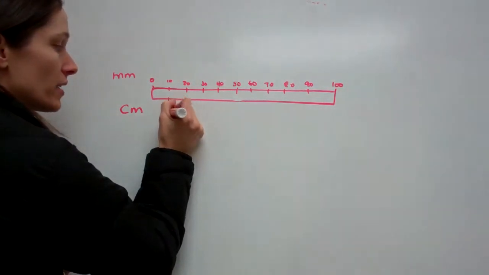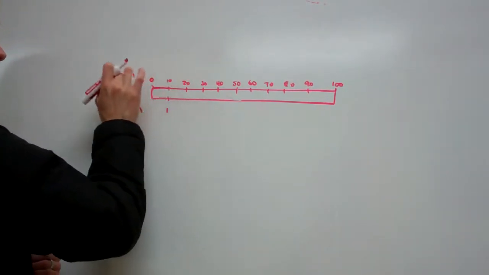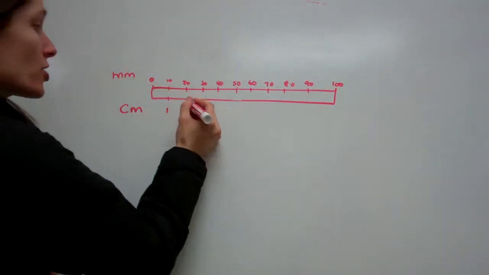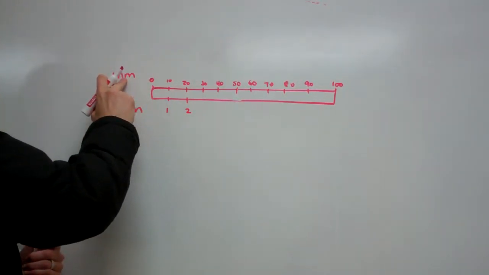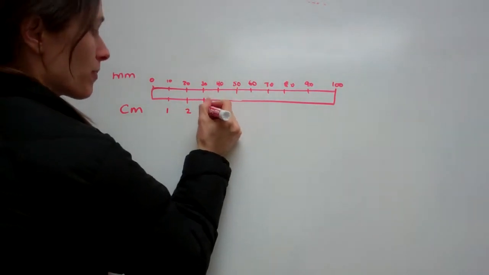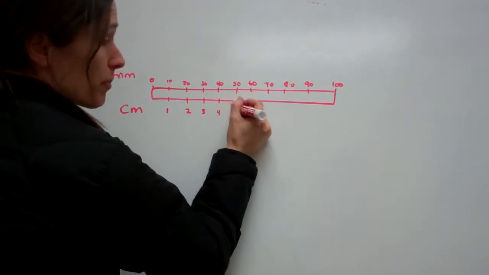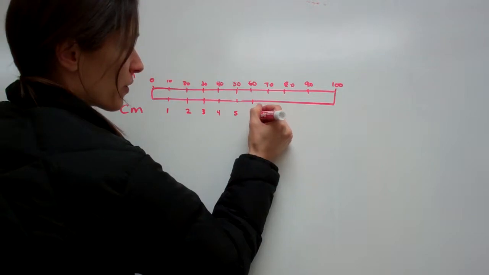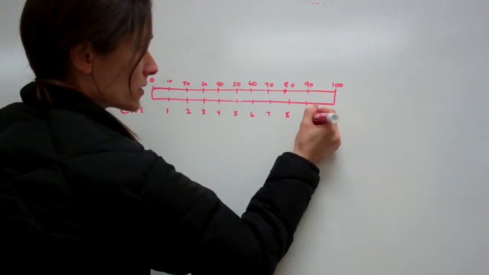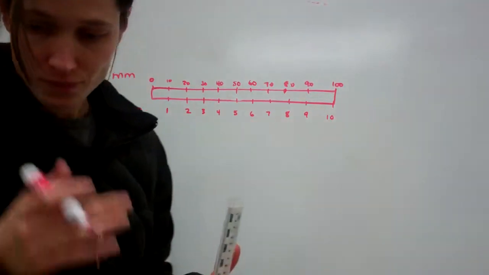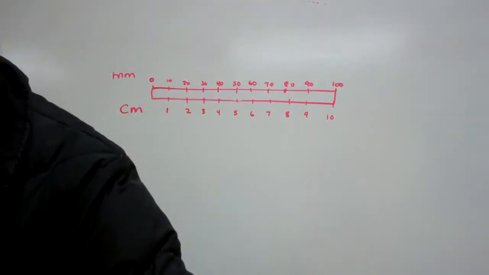So 1 centimeter is 10 millimeters, right? 2 centimeters is 20 millimeters, right? So you're basically doing the same thing. You're basically dropping a 0 again, if you want to think of it that way. Now, listen to these questions they're going to ask us, okay?